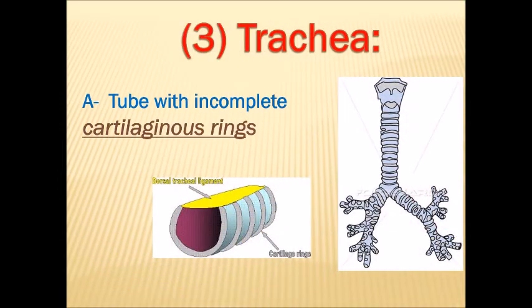Now let's talk about the third organ in our respiratory system, which is the trachea. The trachea is like a tube, but it's made up of cartilage. What is the meaning of cartilage? Your ears are made up of cartilage. Yes, this is the cartilage. It's made up of incomplete cartilaginous rings. Means cartilage rings but incomplete rings.